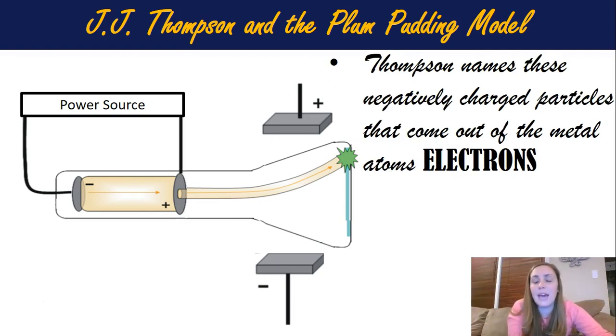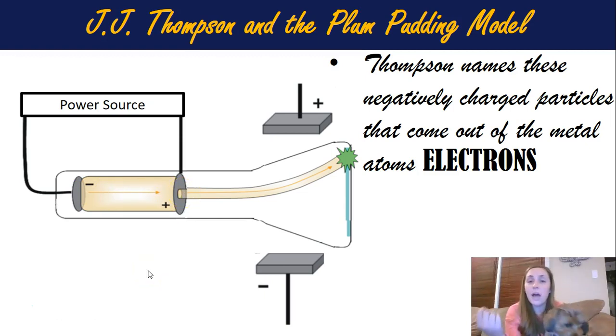So Thomson said, well, there has to be particles coming out of this metal. And he knew that because he changed out for different types of metal. So it wasn't definitely one type of metal, say if he started with iron or if he started with sodium. Any type of metal he put in here did that. So that way you knew that this beam of particles was coming from the metal. And he said, well, these negatively charged particles that are coming from the metal, he named them electrons.